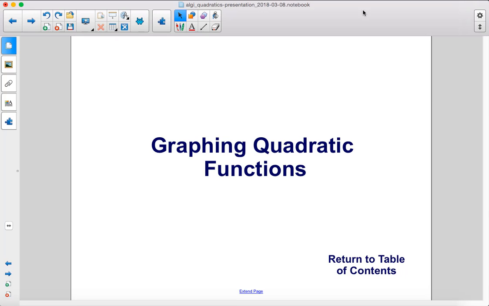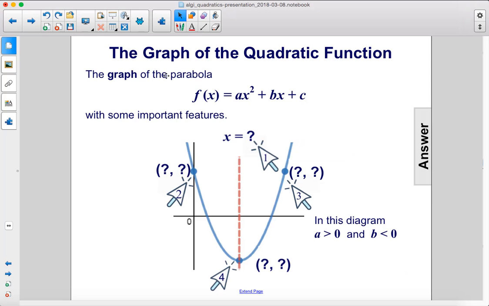Graphing quadratic functions. The graph of the parabola f of x equals ax squared plus bx plus c with some important features. Alright, so we have the graph here. We have x equals negative b over 2a. That helps us find this point here, this axis of symmetry. We have the intercept on the y-axis, which is when x equals 0.